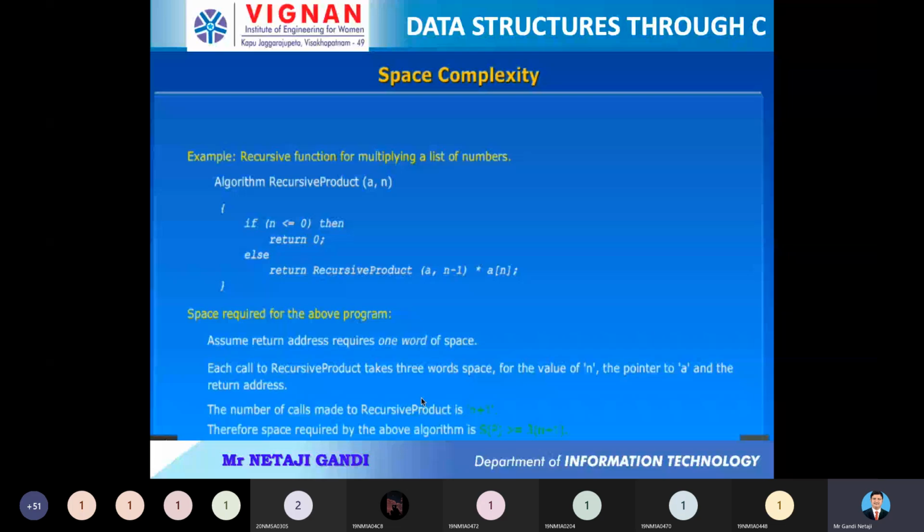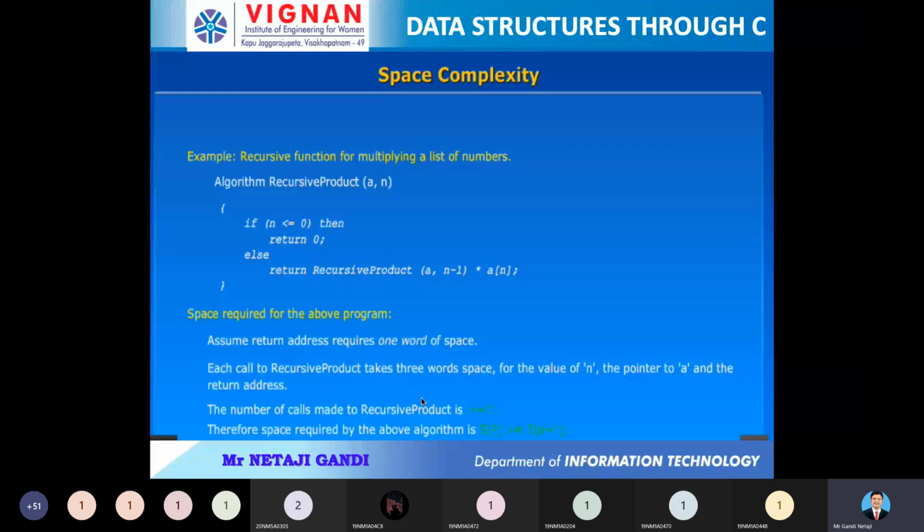Coming to the recursive function, we call the function until the result is generated, so the function calls itself. From the user's point of view, the recursive function is very easy. But from the system's point of view, more and more memory is required. So if you develop any function or project using recursion, more time and more space are required. That is a point to remember.